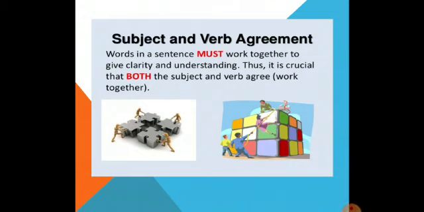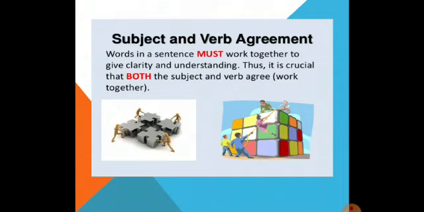Today's grammar lesson is about subject and verb agreement. I think that you covered this lesson before several times, but today we are going to focus on subject verb agreement, singular, plural, and how we can use them in our writing.